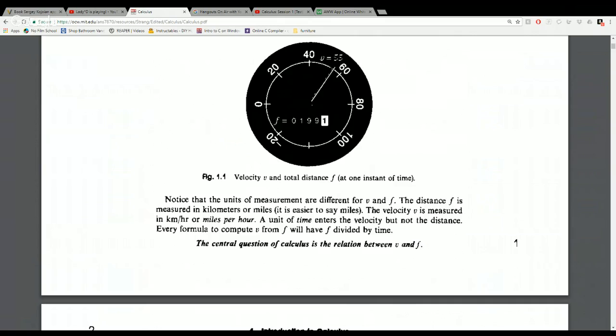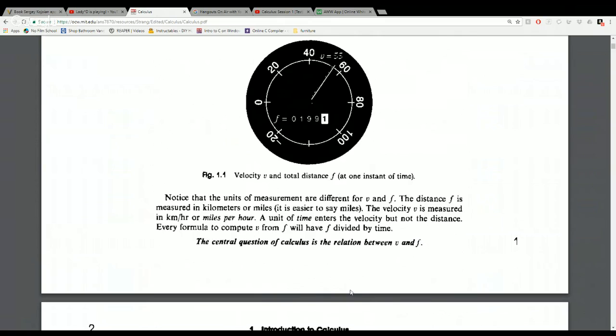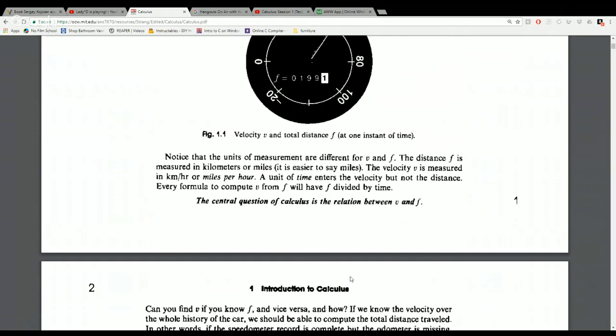The function that gives you information at this point in time, that's our velocity, and f, which is the total distance we've covered so far. Okay, starting from the beginning, maybe, up to this point. And the relationship between these two functions is the central question of calculus.